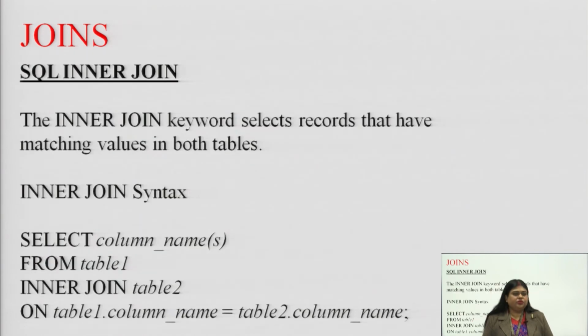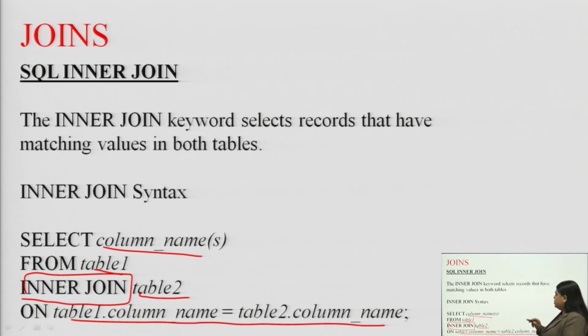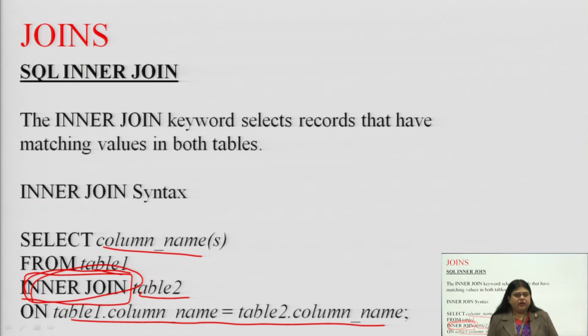So, we will go through the inner join quickly. Over here I have just specified the syntax. The syntax is enough to make you understand what it is. It says select the column name from the table name, and then we specify inner join table 2 on table 1 dot column is equal to table 2 dot column name. So, this is how we are going to equate. We specify inner join over here to create the inner join.